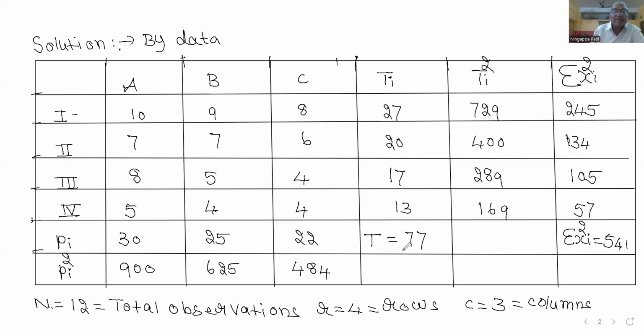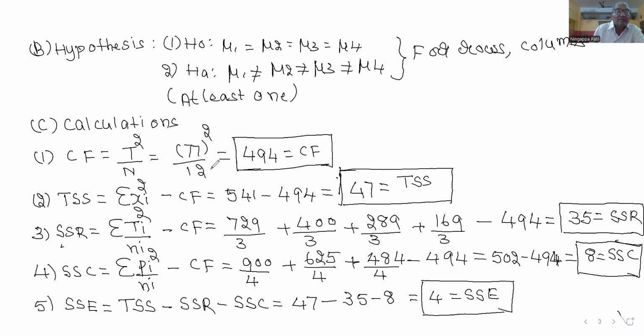Look here, T is 77, N is 12. Then you can get 77 square divided by 12, which is 494. This is CF, the correcting factor. Then you underline this and box it, because it is a very important result. For this, marks are there.